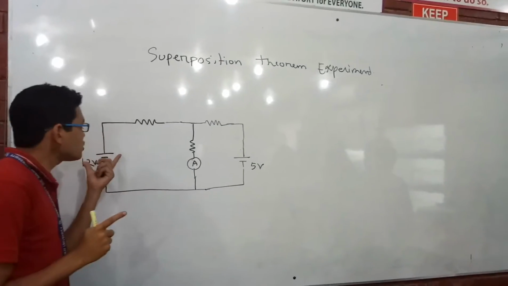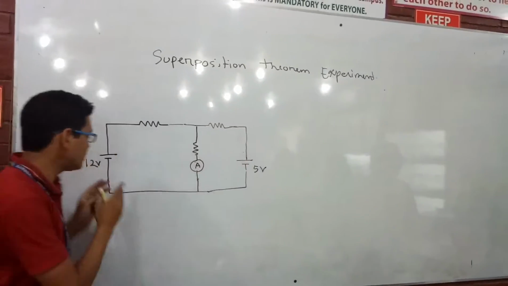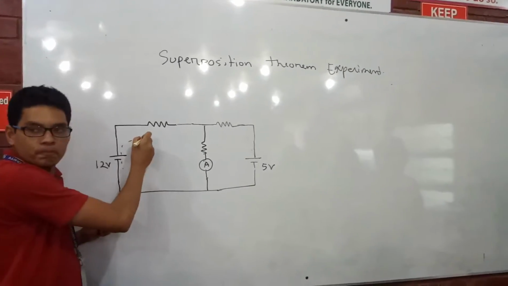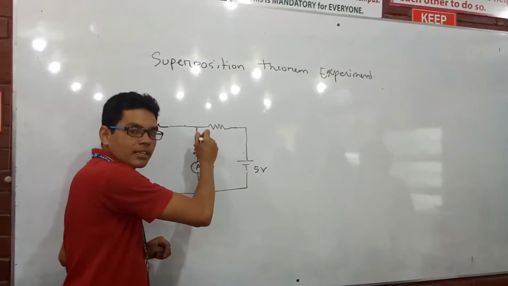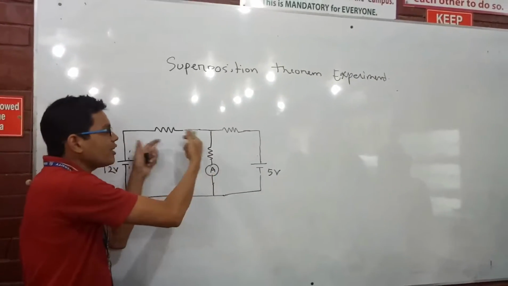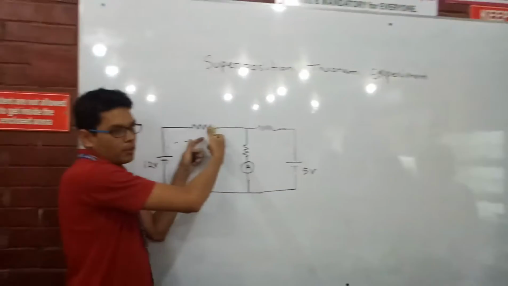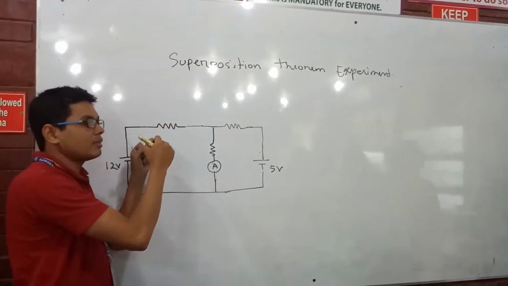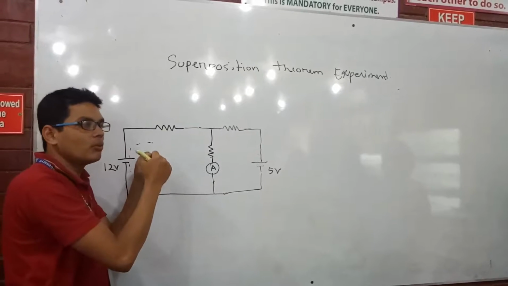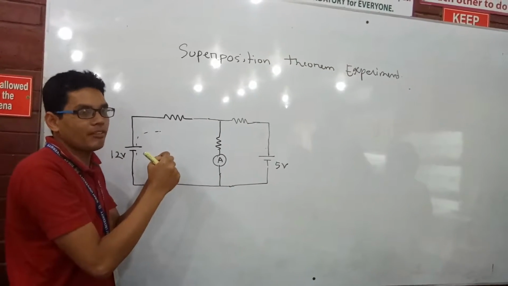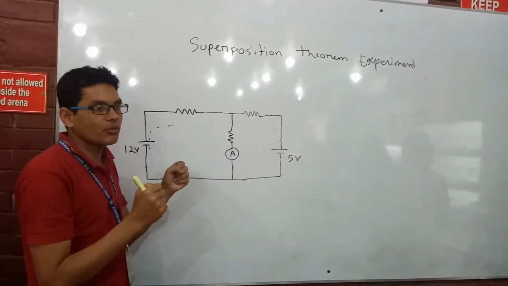But as per the sources, this source is generating a current, and this source is obviously generating a current. But there will be an effective current which is flowing. And that effective current, we'll calculate what that effective current is. Our job is just to find out that effective current.